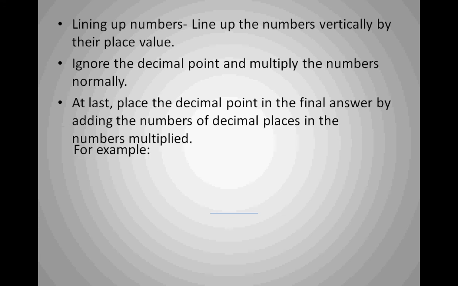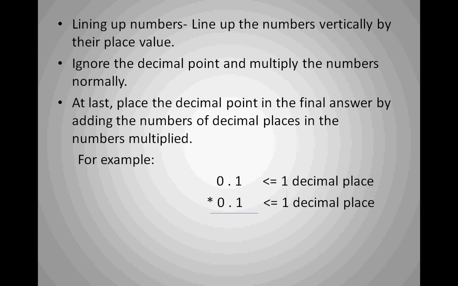For example, 0.1 times 0.1 equals 001. So let's count the decimal places. There's 1 decimal place in the first number and 1 decimal place in the second number. And the total is 2 decimal places. So you have to move 2 decimal places from your right hand side to the left, and the answer will be 0.01. So now, let's look at the problem.